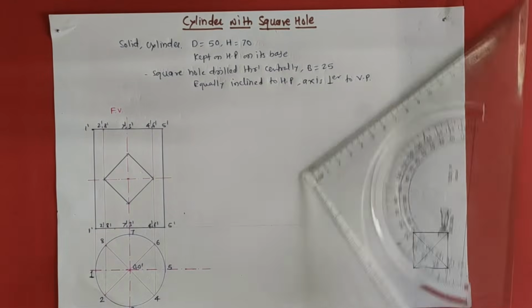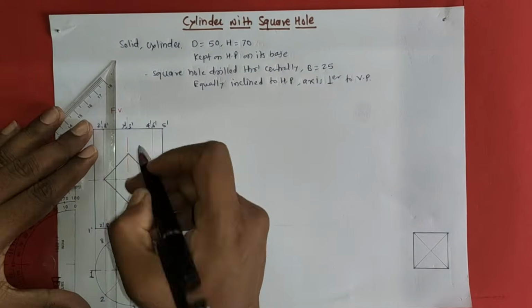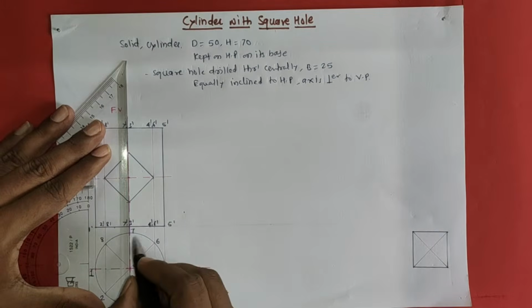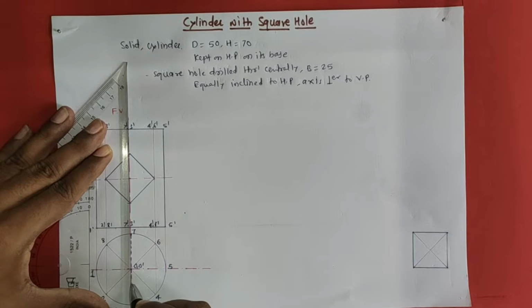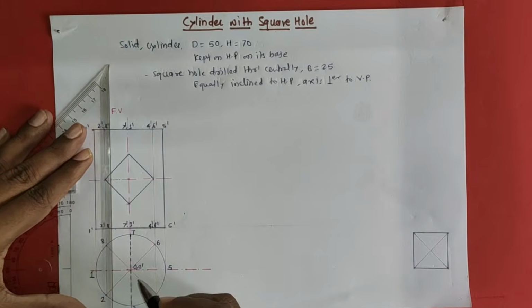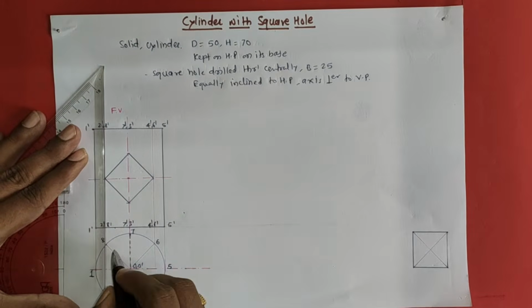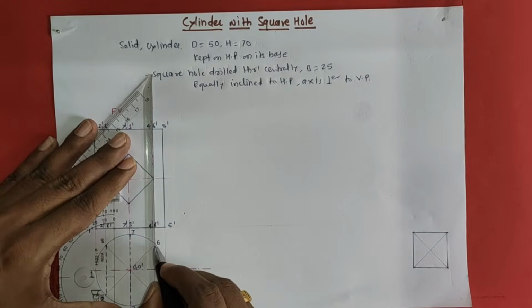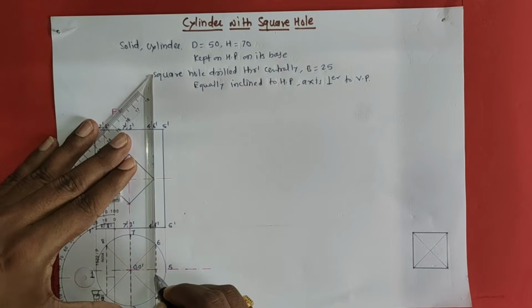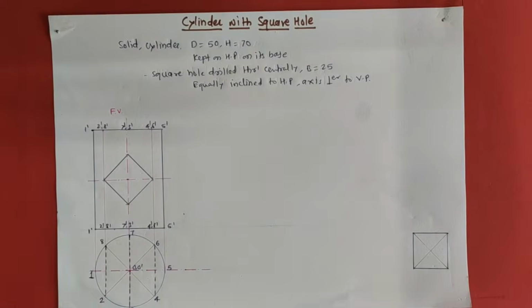Now what we have to draw, see, this edge you cannot see in the top view, so you can draw a hidden line here. Similarly, you are not going to see this change of surface line in the top view, so this will be dotted. Similarly this end will be dotted.